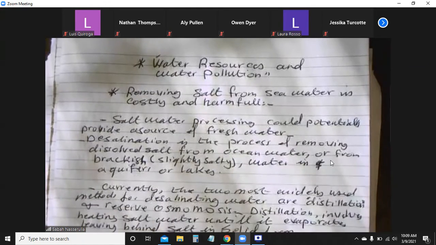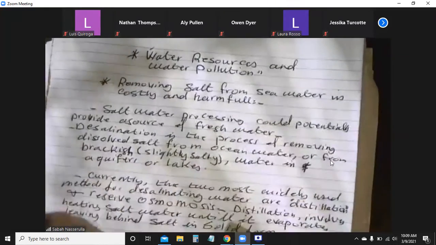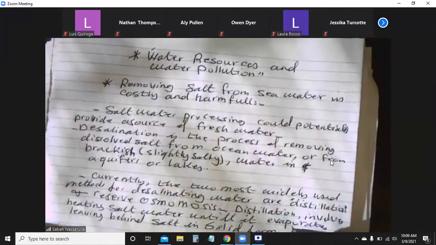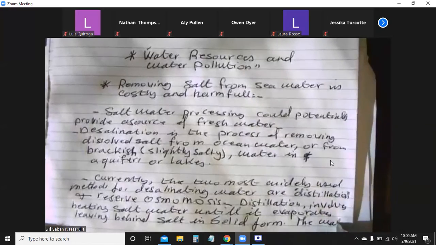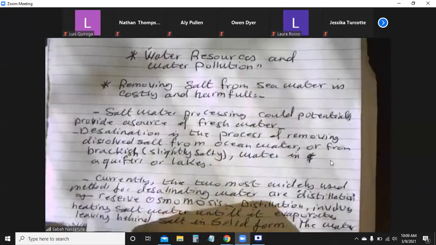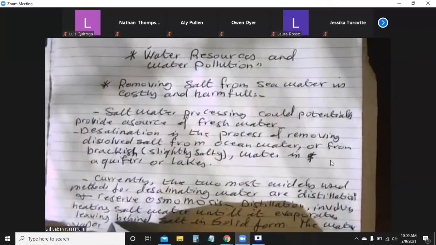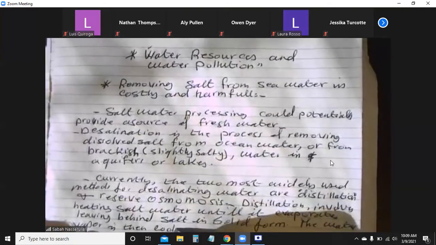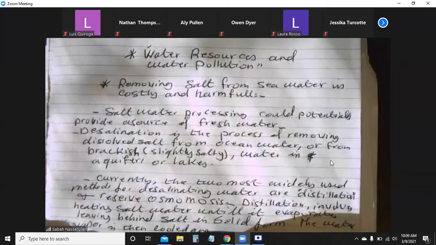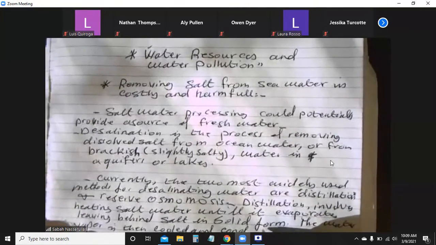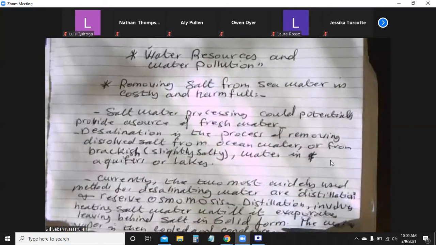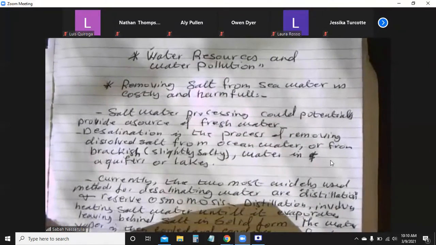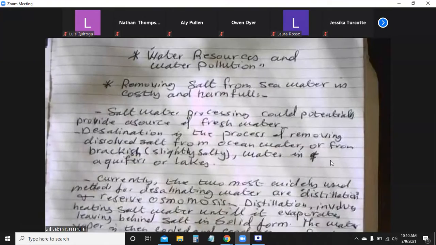And of course, the water vapor is then cooled and condenses as fresh water.